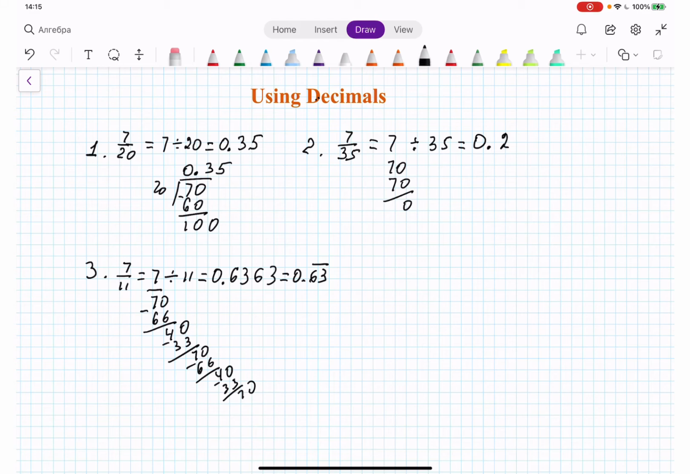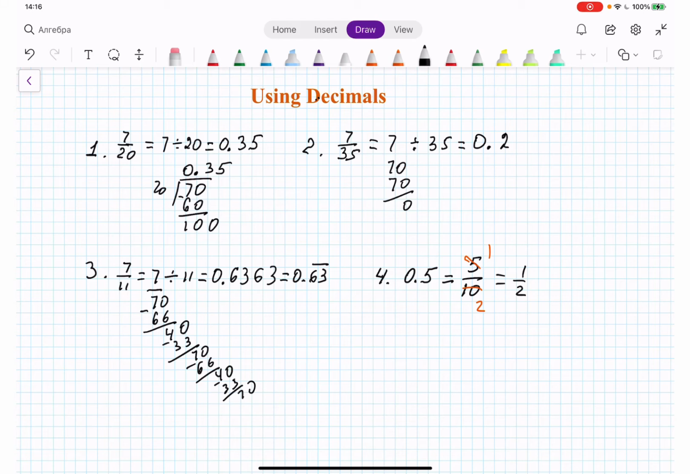Next one is going to be number 4. So vice versa, convert decimal notation into a fraction. 0.5. 0 point, meaning there is no whole number. 5, this is 5/10. I can reduce by 5: 1 and 2, right? And I'm getting 1/2. Next.